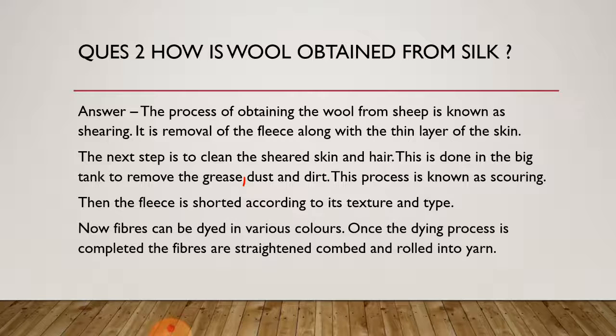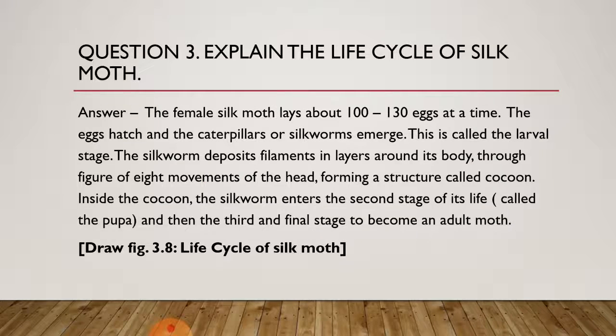The process is known as scouring. Then the fleece is sorted according to its texture and type. Now fibers can be dyed in various colors. Once the dyeing process is completed, the fibers are straightened, combed and rolled into yarn. Yarn means thread.